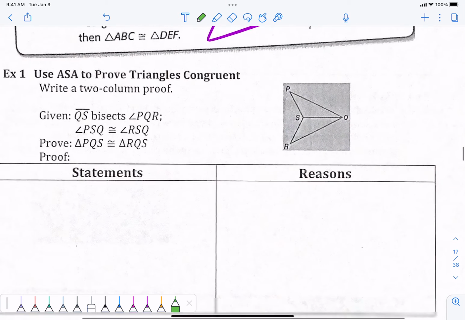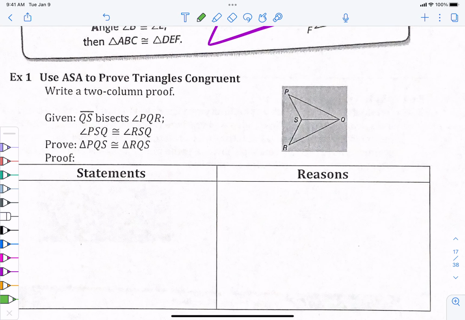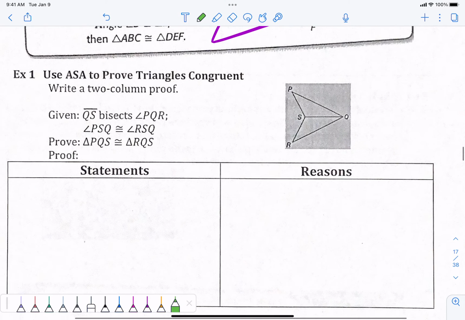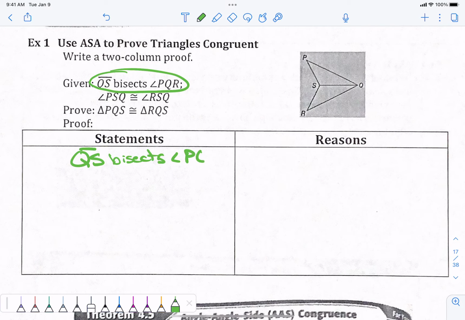For our proof, we have this picture. And we're given some stuff, and we've got to figure out what we have and what we need. Okay? All right, so let's write down our first piece of given information. It says that QS, which is a side, bisects angle PQR. That's given. Okay, that's my first piece of given information, all right?